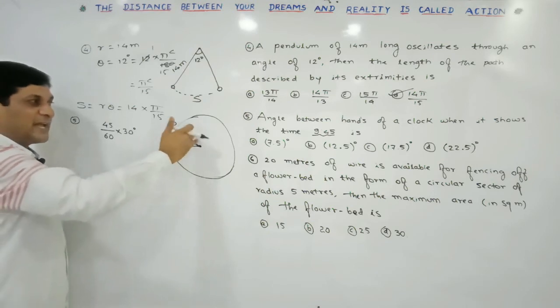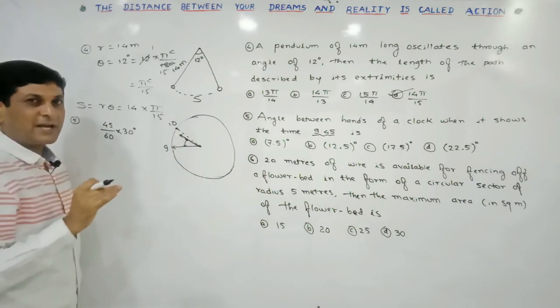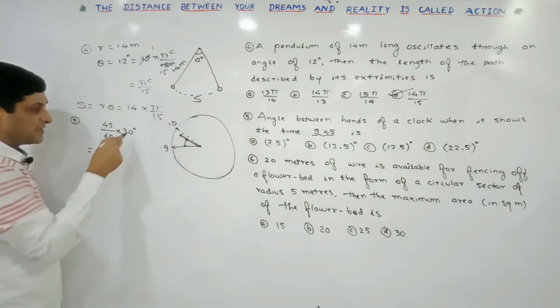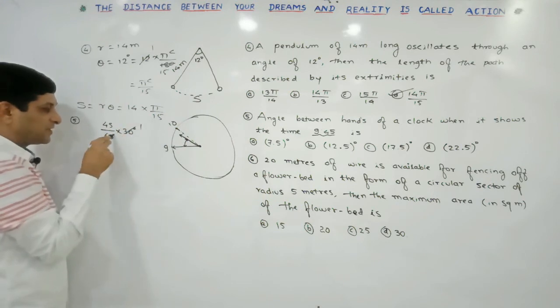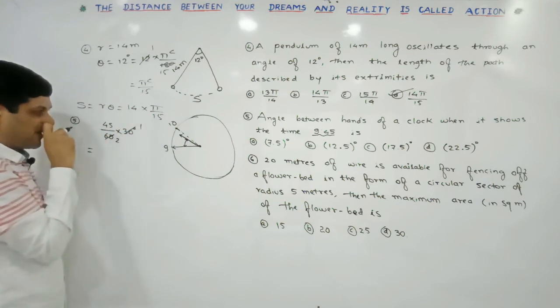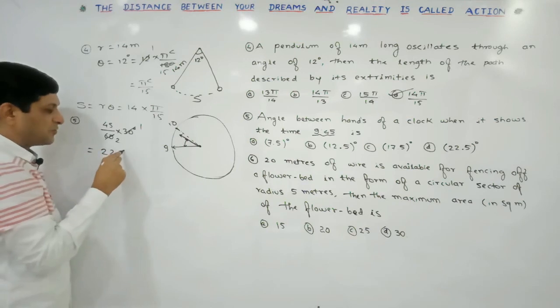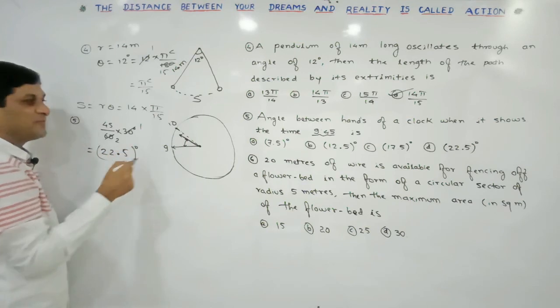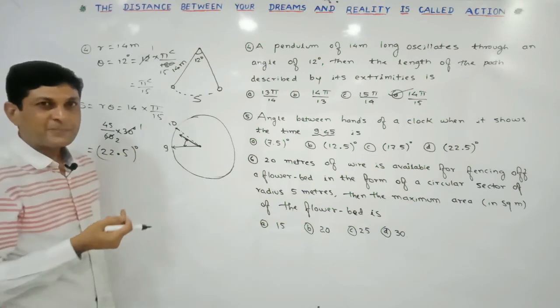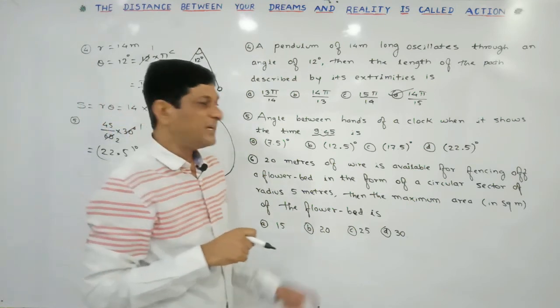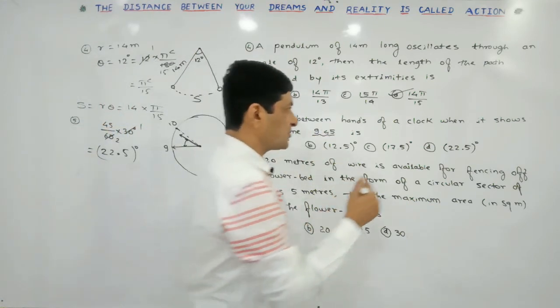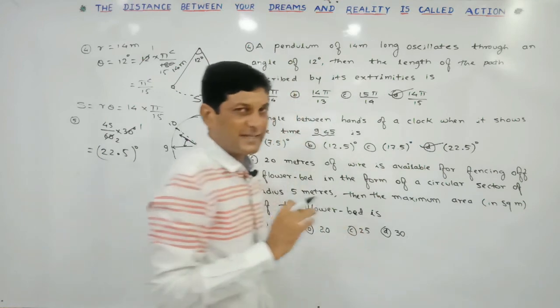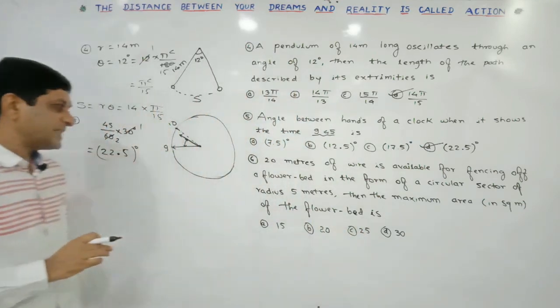Means this is the angle that will be crossed by the hour hand here. Which is equal to 3 ones are 3, 3 twos are 6, and 45 upon 2 will be equal to 22.5. So 22.5 will be the angle between the hour hand and the minute hand of a clock at this time. So 22.5 will be our correct answer here. Now observe example number 6.